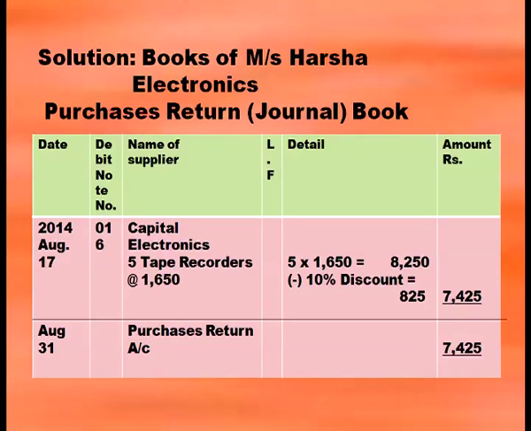Then here only one transaction is there. Even if there is one transaction or if there are many transactions, you have to total the purchases book, purchase returns book, sales returns book, etc. So here only one transaction. So you have to total and write it once again, 7425. In the same line, in the name of the supplier's account column, you have to write purchases returns account and date, the last date of that particular month, August 31st.